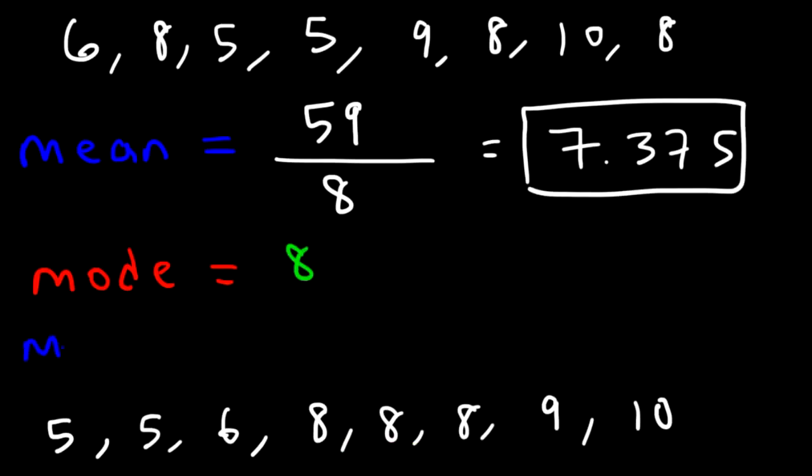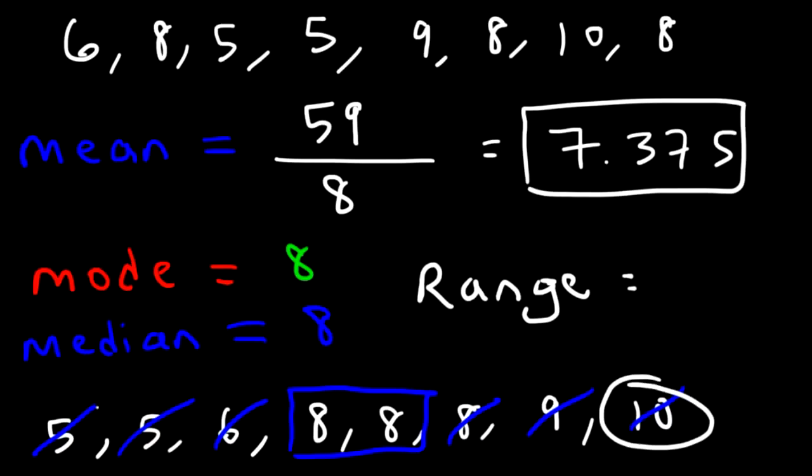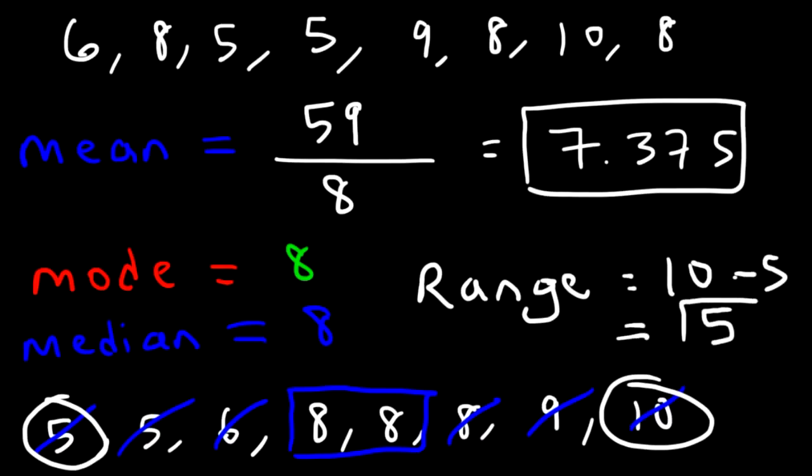Now the median is going to be the middle number. Let's see, we can get rid of 5 and 10, 5 and 9, 6 and 8. In this case, the last 2 in the middle are 8. Because they're the same, the median is going to be 8. Now the last thing that we need to calculate is the range. And we know the range is simply the difference between the highest number and the lowest number. So it's 10 minus 5, which is equal to 5.